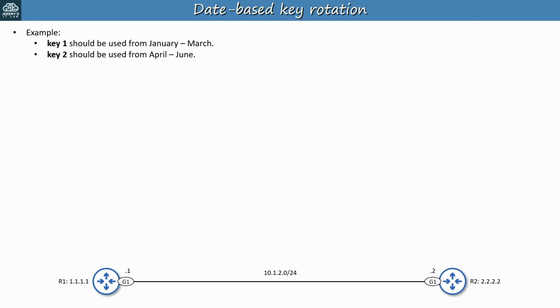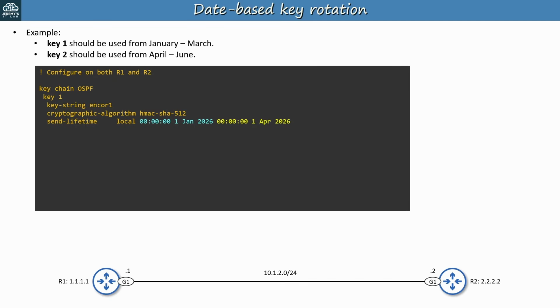For our example, key 1 should be used from January through March, and key 2 should be used from April through June. But let's leave a bit of overlap as a safety measure. For key 1, the send lifetime is from midnight on January 1st until midnight on April 1st. But for the accept lifetime, I extended it by an hour until 1 a.m.